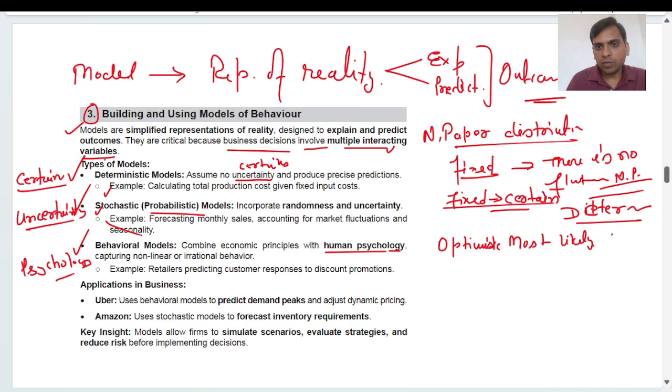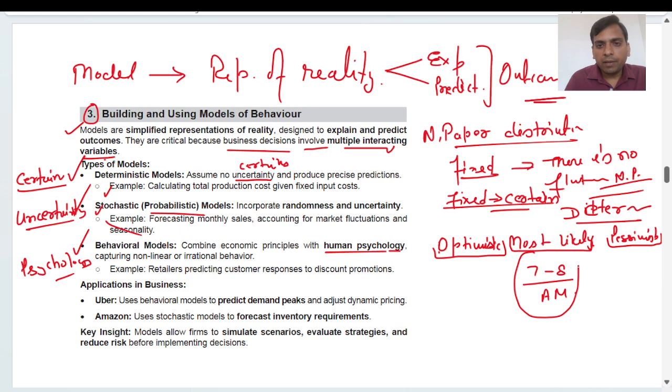And the third scenario is pessimistic. Now, what's the difference between these three scenarios? Most likely, optimistic, and pessimistic. Suppose the normal wake up time in India is approximately 7 to 8 a.m., not p.m. So most of the people wake up between 7 to 8 a.m.